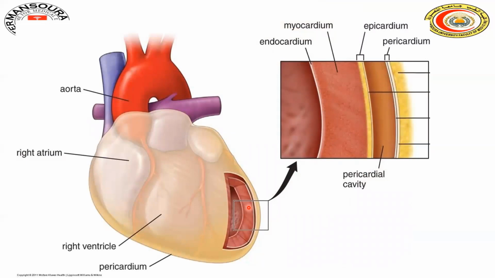Here is the diagram for what we mentioned now. Here we have the layers forming the wall of the heart. The outer covering is the pericardium. The first layer and the outermost again is epicardium, middle myocardium, and inner endocardium.